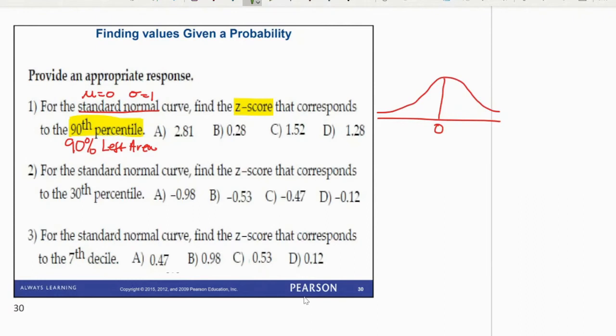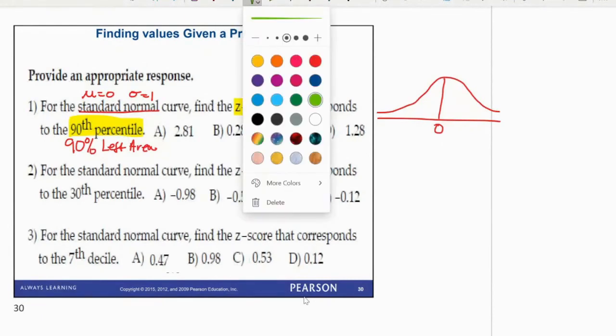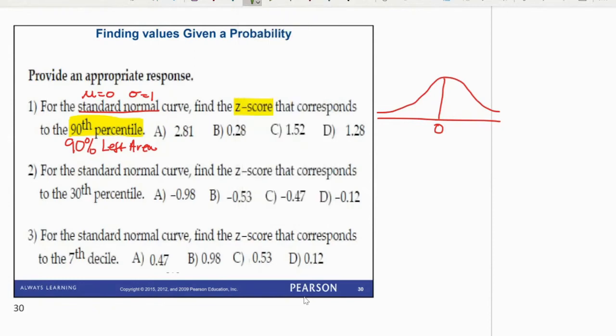I don't know, sorry. Okay, Ellen, would it be below 0 or above 0? Below. You said below. 90% left area. Oh, above. Okay, so we can put it somewhere here, right?